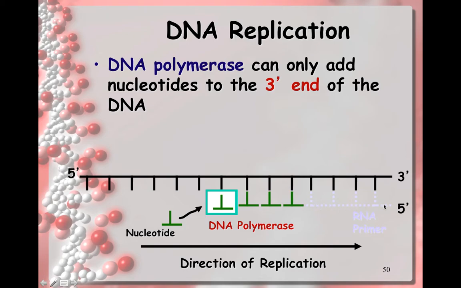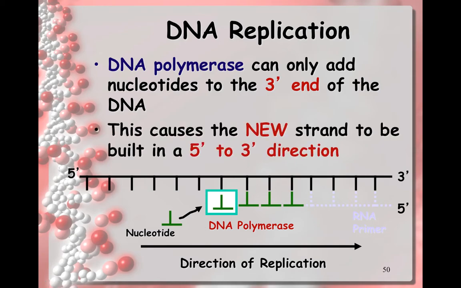So our RNA primer must go down first, and then DNA polymerase adds on from there. So new strands are built in a 5' to 3' direction. So maybe just write that sentence down in your cheat sheet. That's really important to know. New strand built in a 5' to 3' direction.